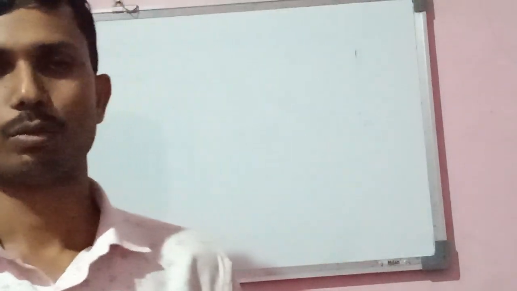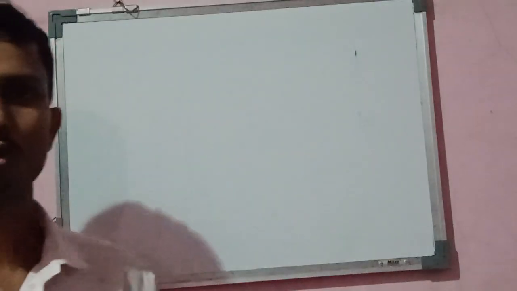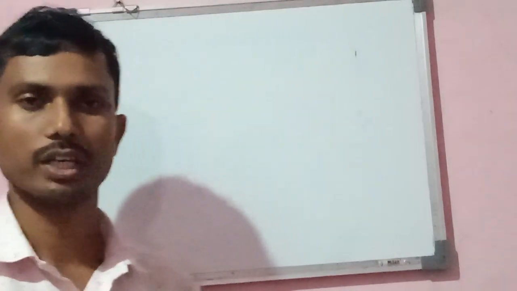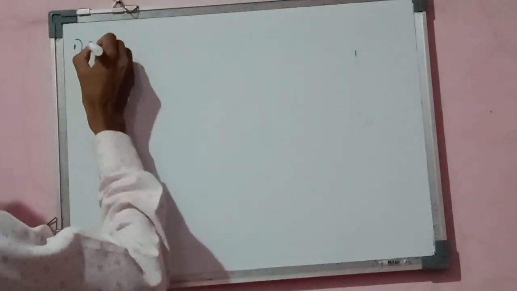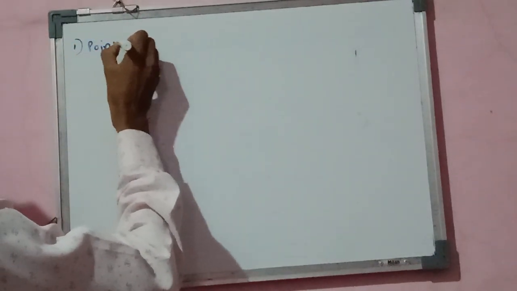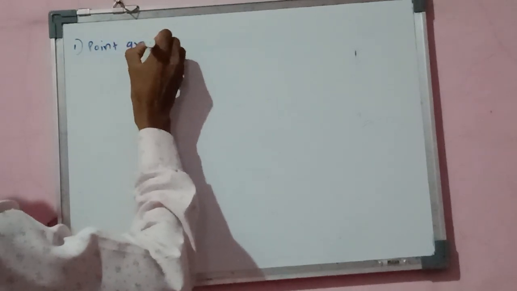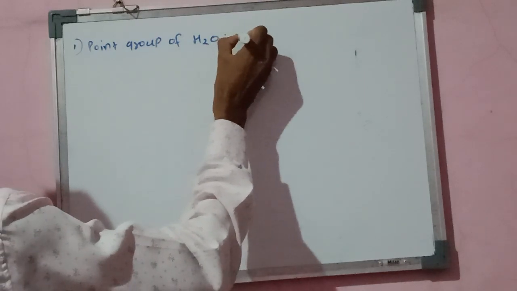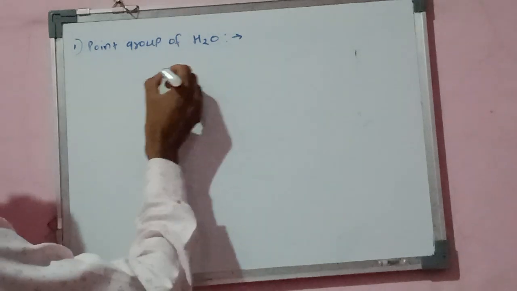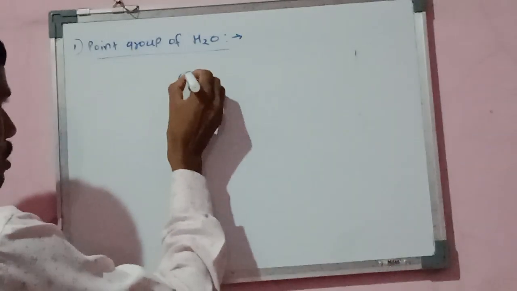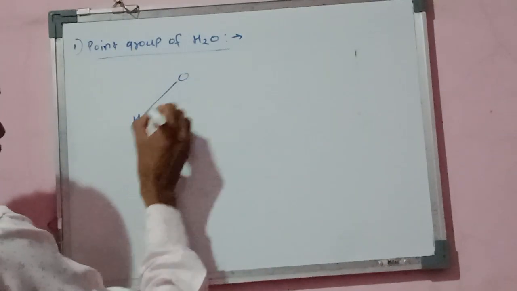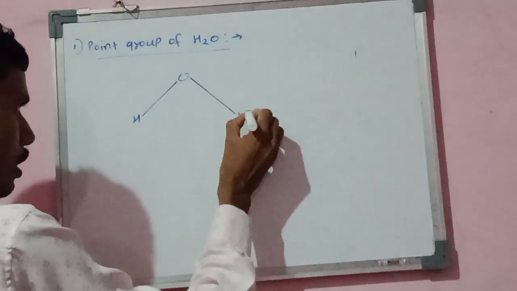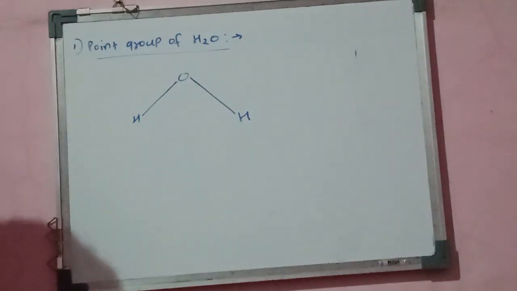In this video, we will discuss the point group of water molecule and ammonia molecules. First one, point group of water, H2O. Okay, this water molecule has a structure like this. This is the structure of water molecule.